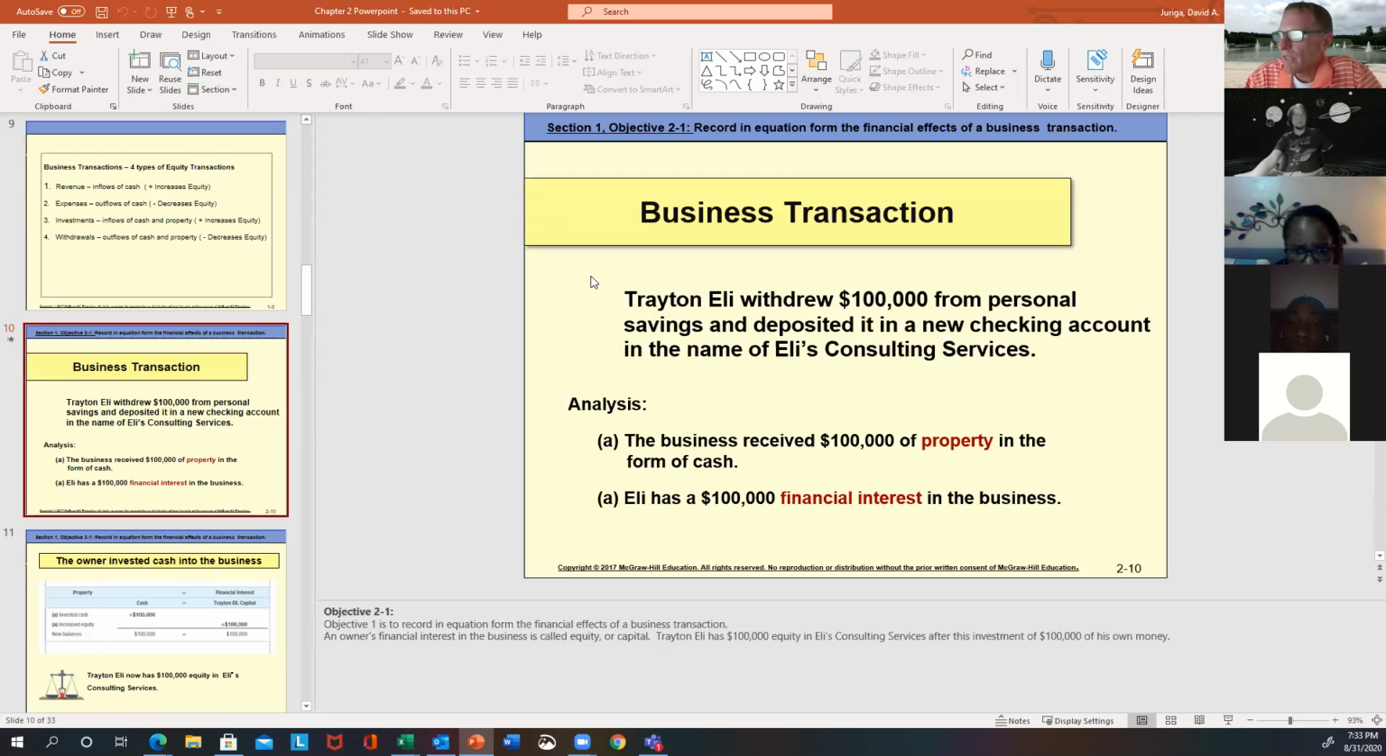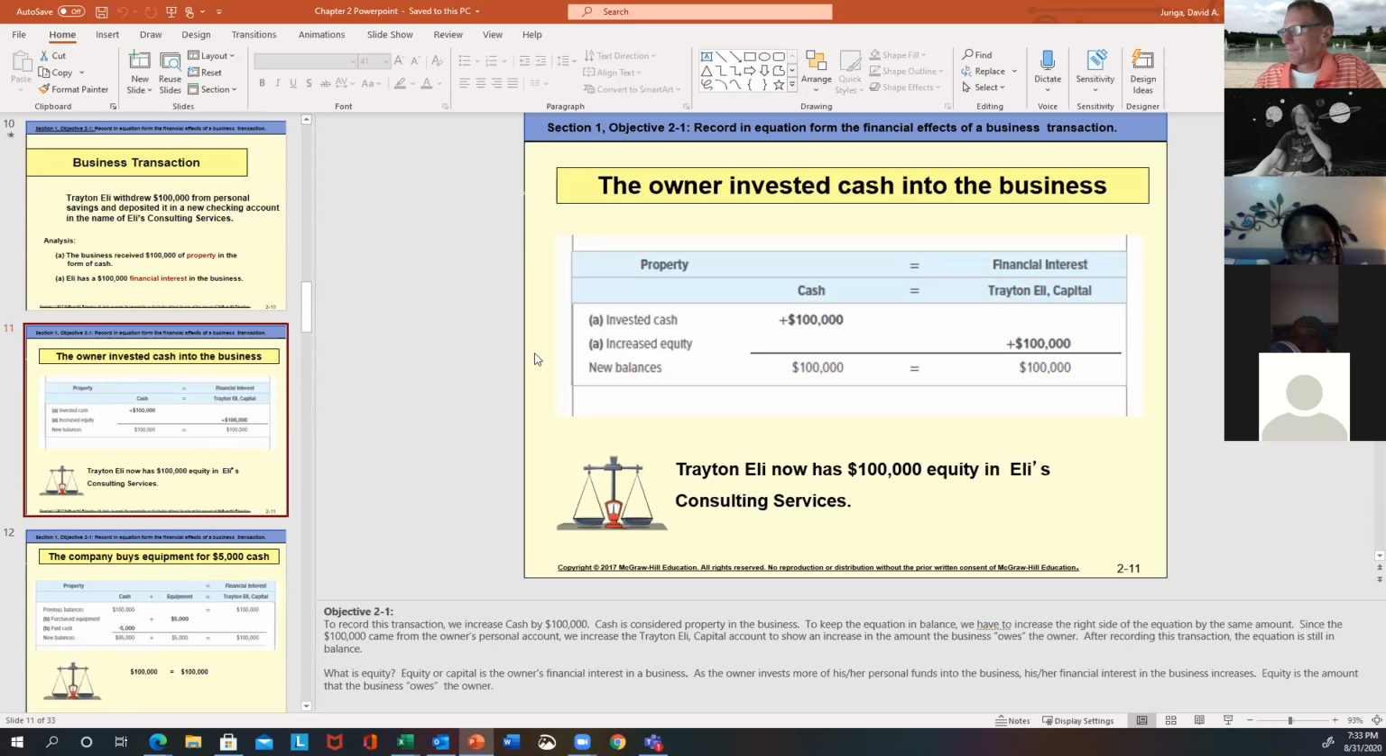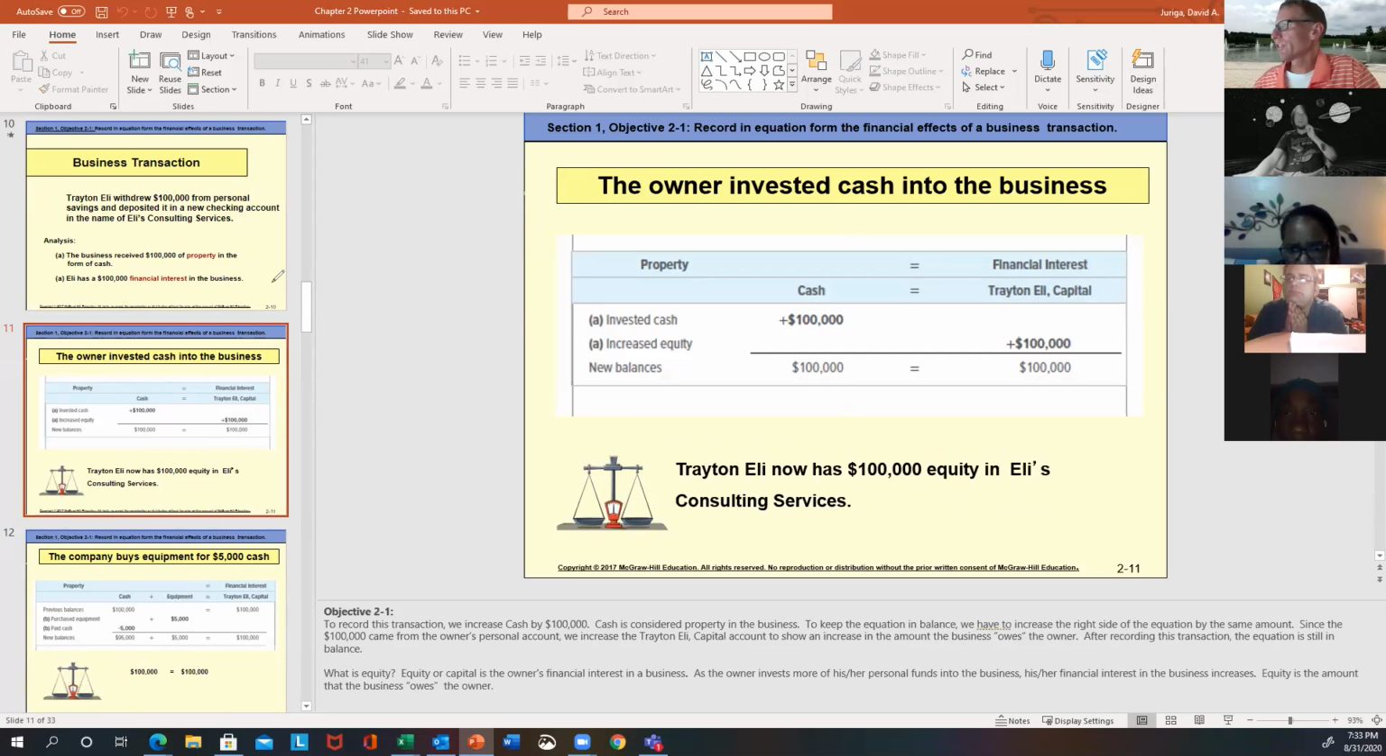So if you took $100,000 theoretically and put it into your own business and started a new bank account, how would it look in the accounting equation? What's going to happen is it'll go something like this. I'm going to try to annotate this a little bit. Notice we've got cash, which is an asset.